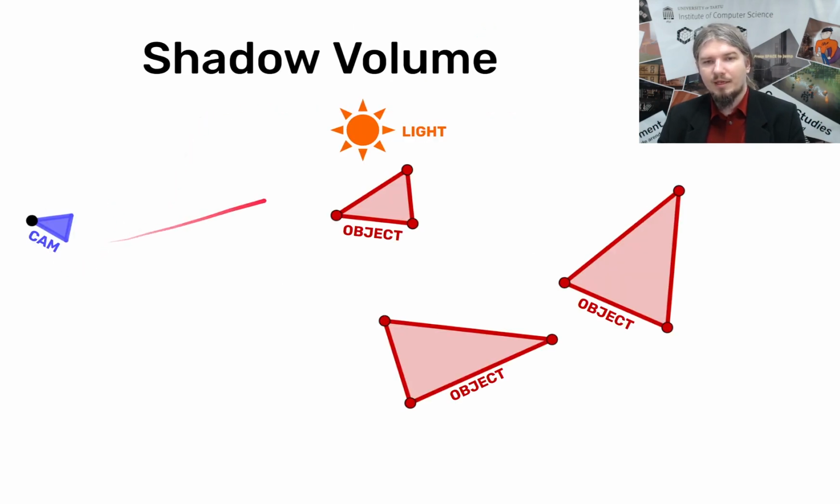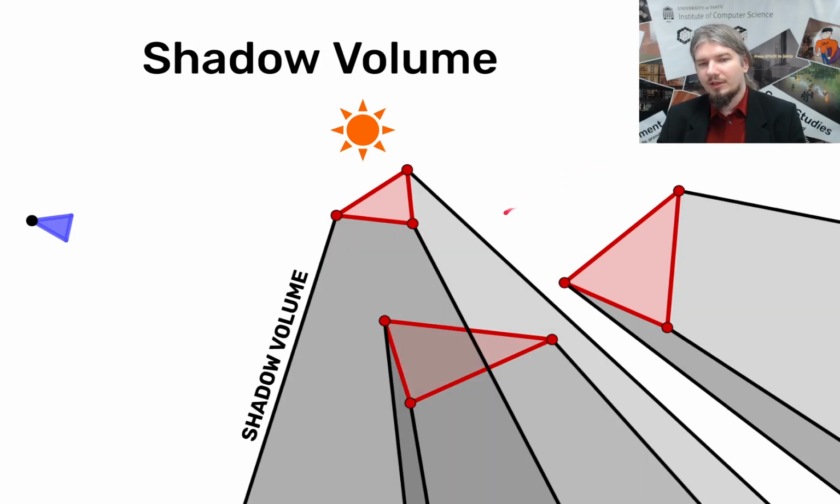Let's look at a similar situation that we had in the previous video. So we have a camera, we have a light source, and we have some objects, some triangles in the scene. When you think about shadows, you can actually think about shadow volumes. So from each of these objects, we can extrude a volume. And this is the volume that encapsulates the shadow. Everything inside this volume would be in the shadow created by this triangle up here.